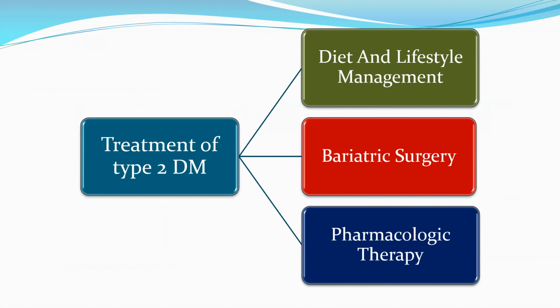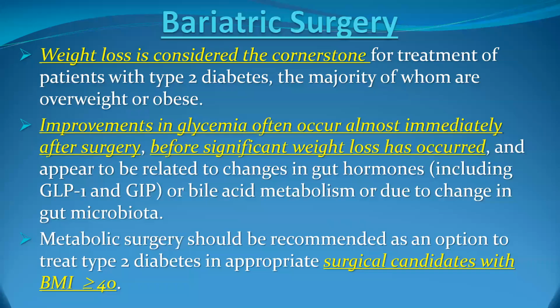Now, regarding the treatment of type 2 diabetes, it can be viewed as composed of three parts. Diet and lifestyle is the major part, because most patients are overweight and obese, so we have to regulate the diet, and lifestyle in the form of exercise and weight loss. There is a line of treatment which is called bariatric surgery. I will discuss it briefly before we proceed into the drug or pharmacologic therapy.